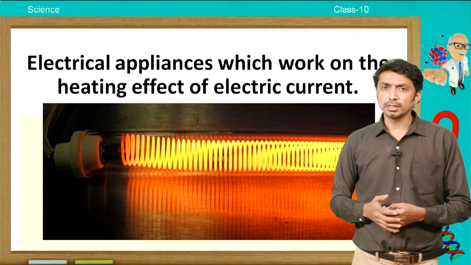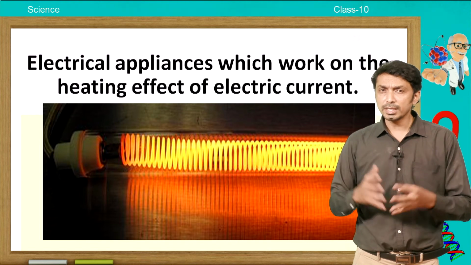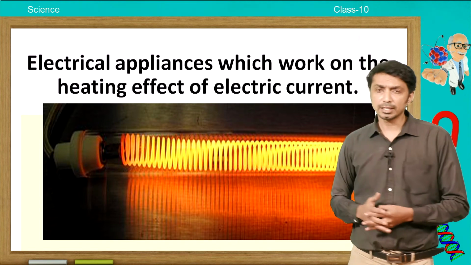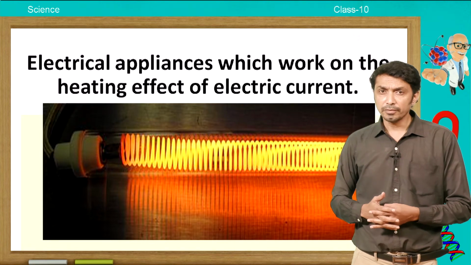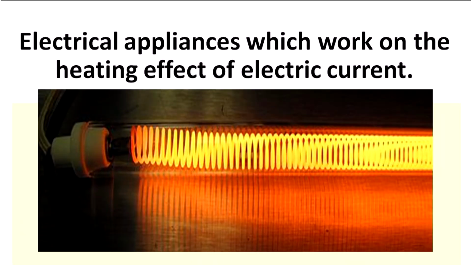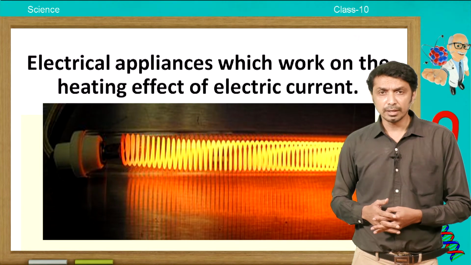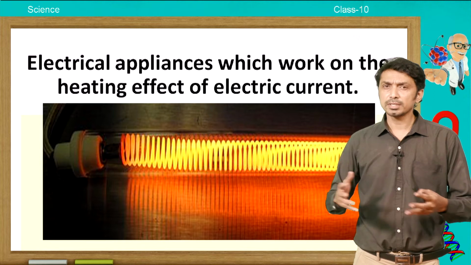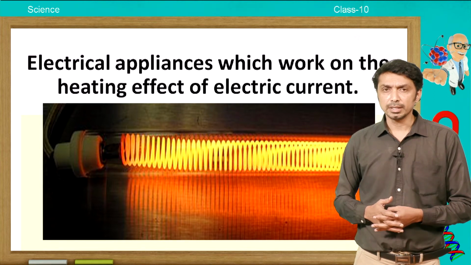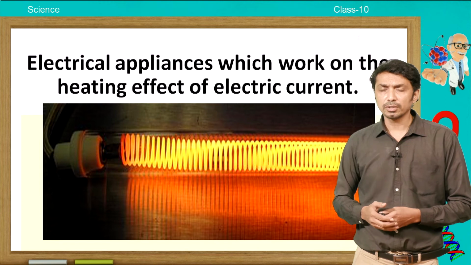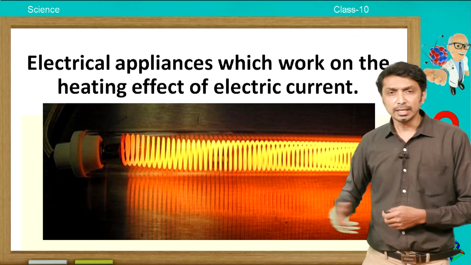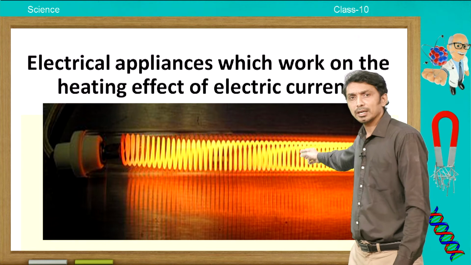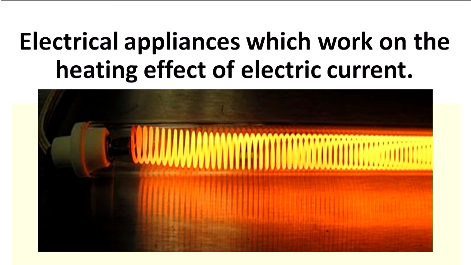So children, what is the reason that these electrical appliances produce more heat, whereas the other electrical appliances like television or fan and all these appliances, they do not produce that much amount of heat? What is the reason here? Yes, I am sure you have thought the right answer. Here as you can see, this wire has turned red. The reason is the temperature of the wire is very high.